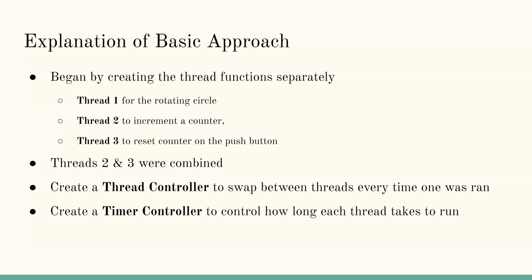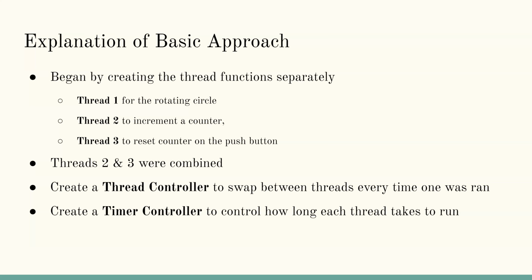And thread three is essentially to make sure that whenever a push button is pressed, there is an interrupt. And when it starts to check that interrupt, it would actually go ahead and reset the counter. It's basically having a global variable that can be reset back down to 0.